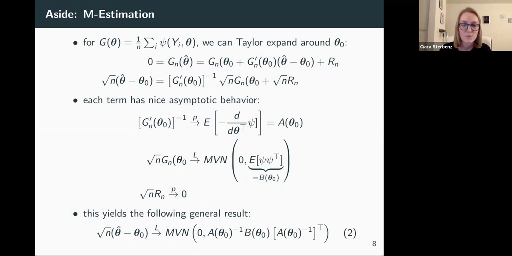So even if you've never seen this before, you're probably somewhat familiar with it. That variance in equation 2 is actually the sandwich estimator, with A being the bread and B being the meat, which is where the Huber-White standard errors and all that comes from.